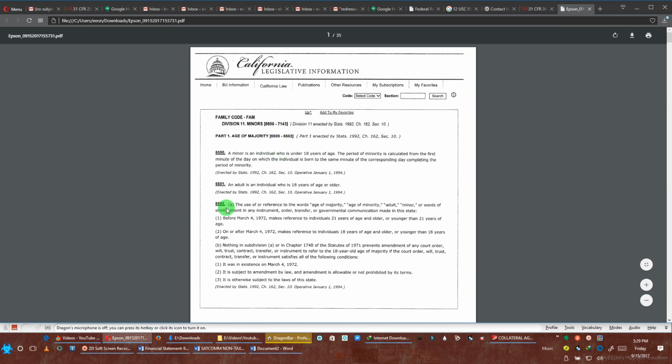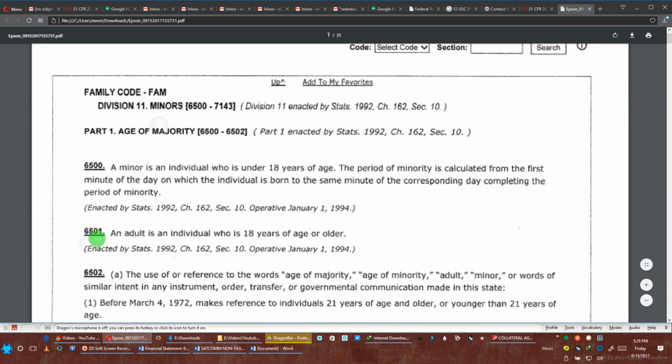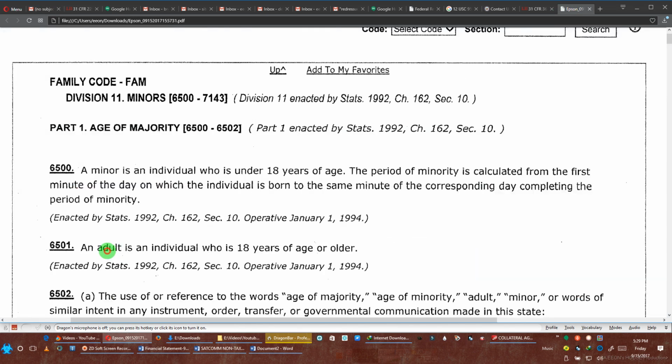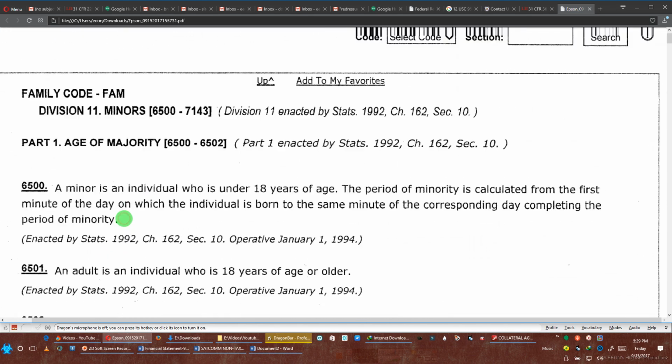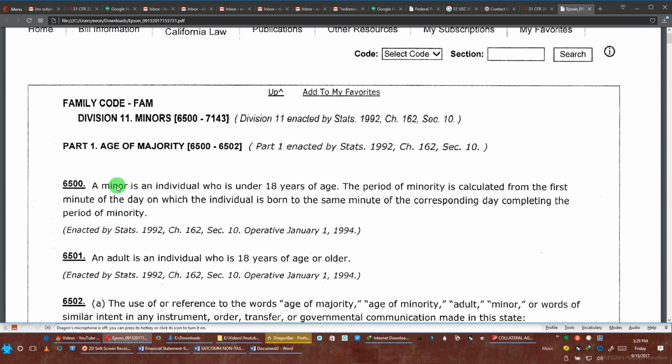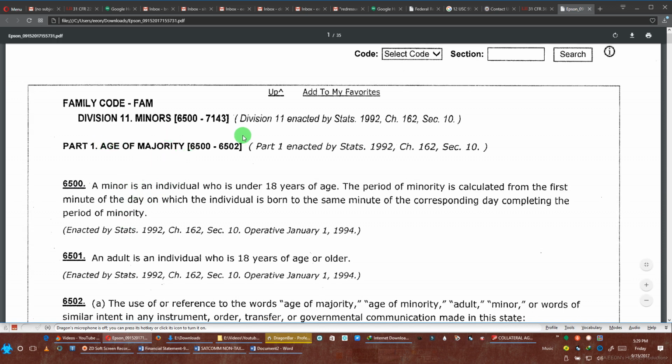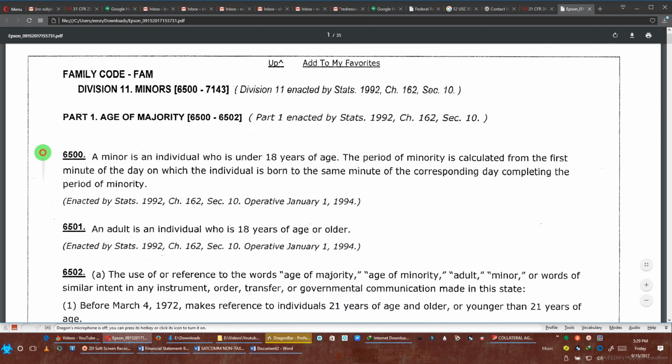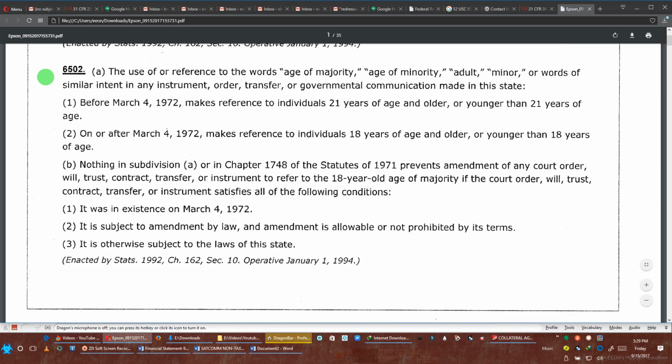This is the California law. This was sent to me directly by the director of the family division. Well, look, it says age of majority. A minor is an individual under the age of 18. The period of majority is calculated from the first minute of the day on which the individual is born by the same minute of the corresponding day completing the period of minority. An adult is an individual over the age of 18. So you're already an adult in California.